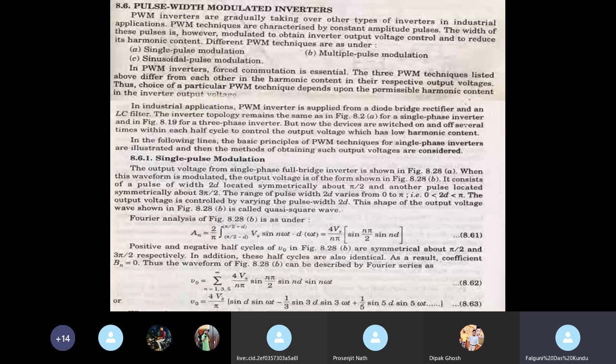Okay. So in the case of PWM inverters, forced commutation is essential, and the three PWM techniques listed above differ from each other in the harmonic content in their respective output voltage.